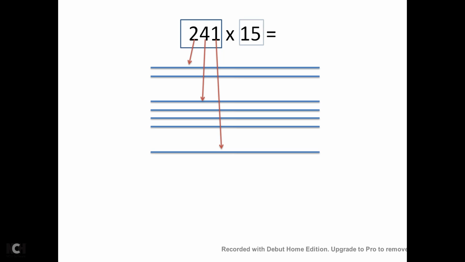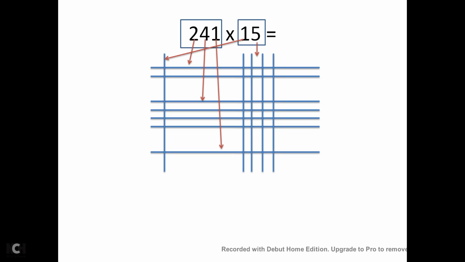Now for our next factor, which is 15, it has two digits. For the digit 1, we draw one vertical line. Next, for our digit 5, we draw 5 vertical lines. This is so important: you have to identify which is horizontal and which is vertical, because we're going to use this in the next step.